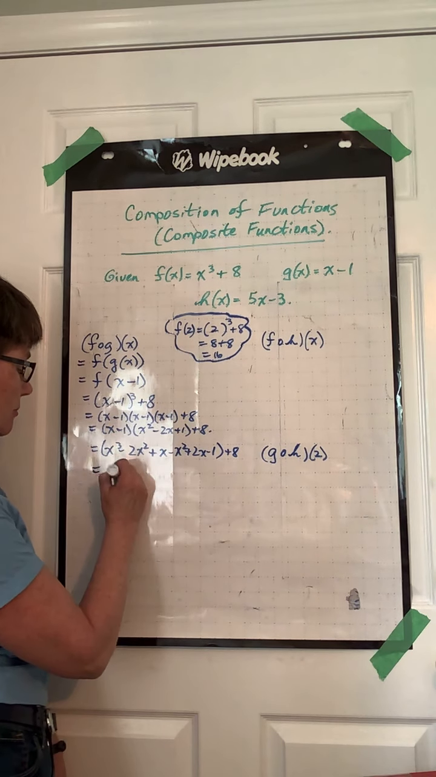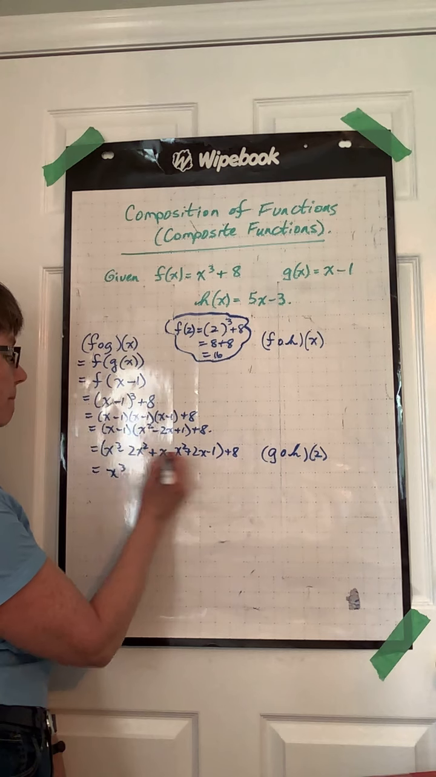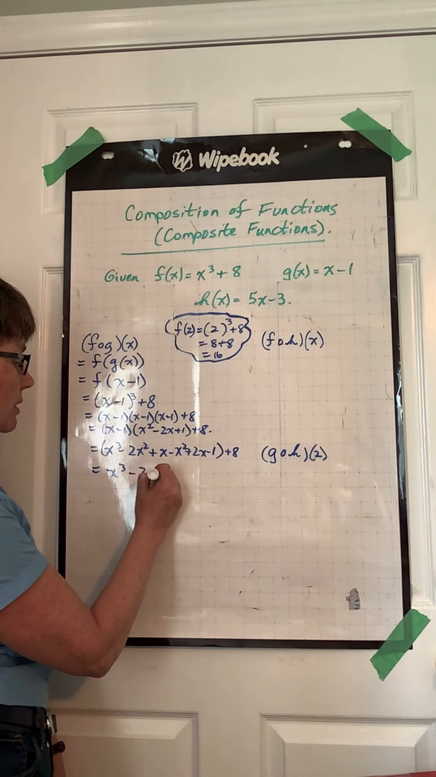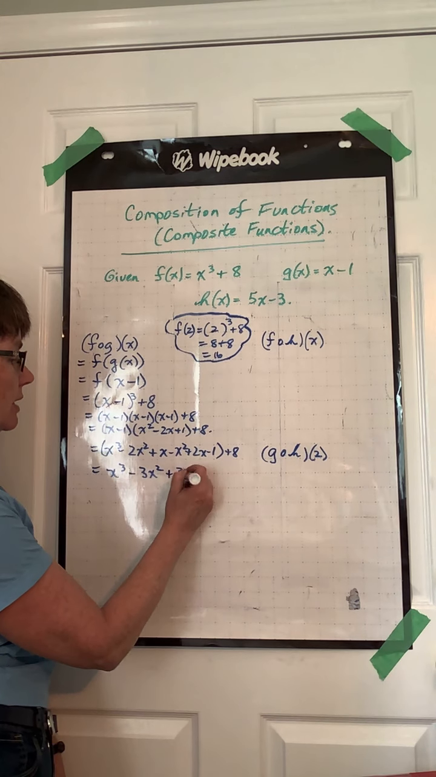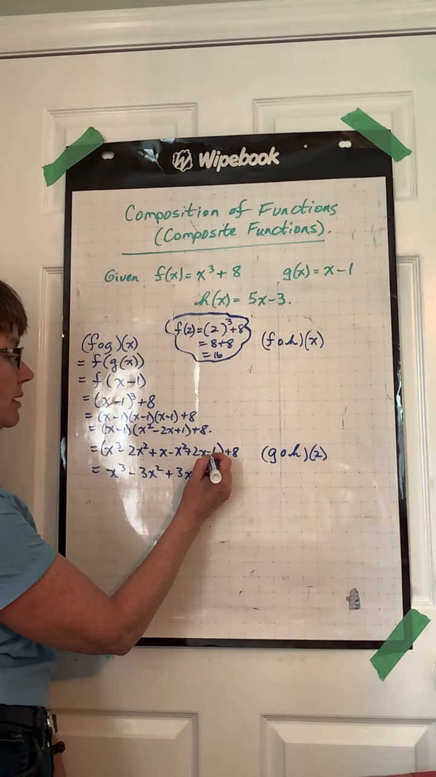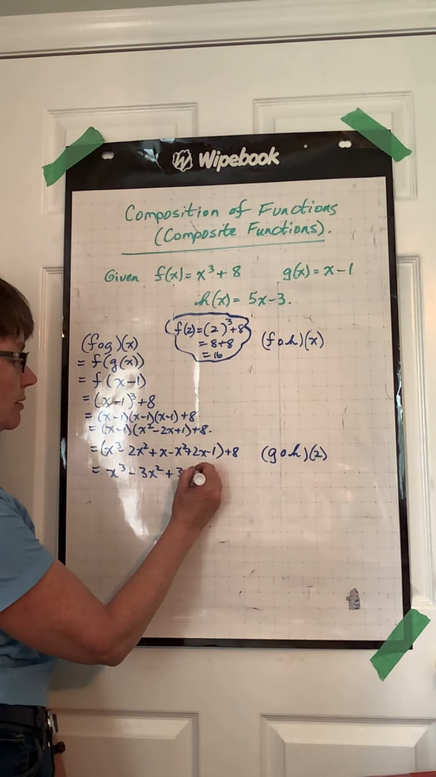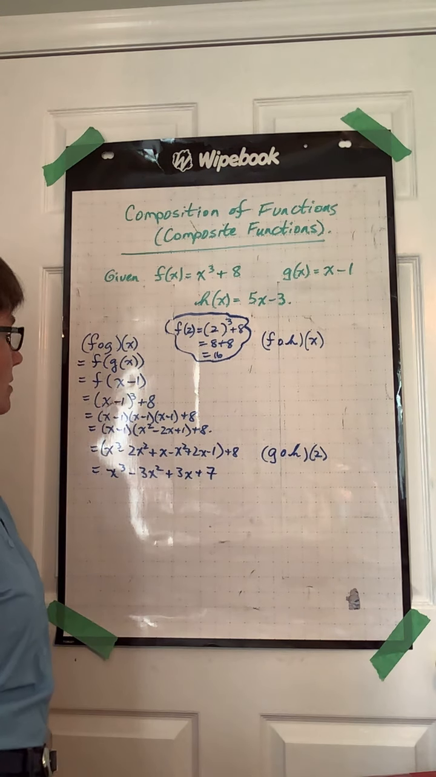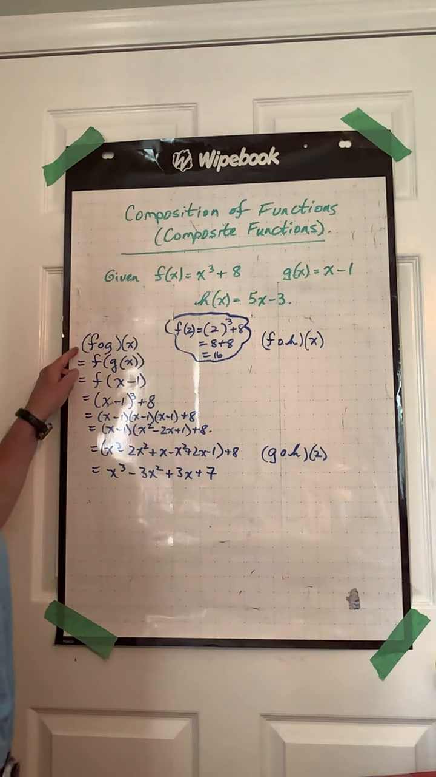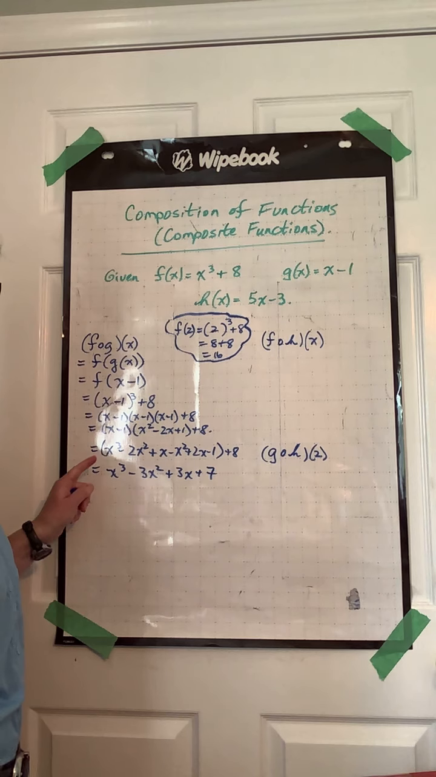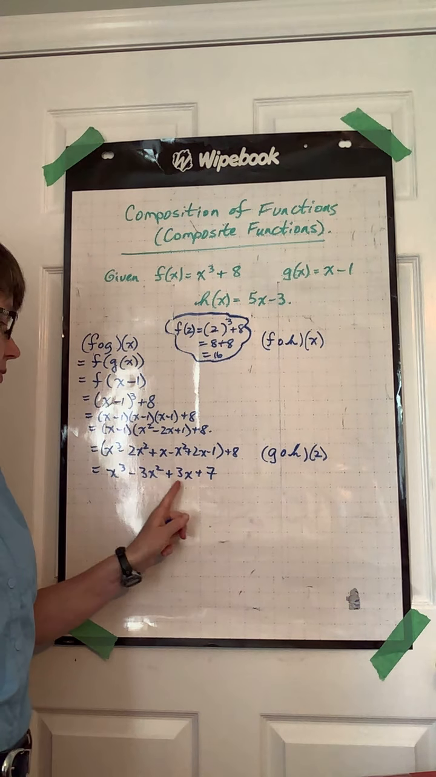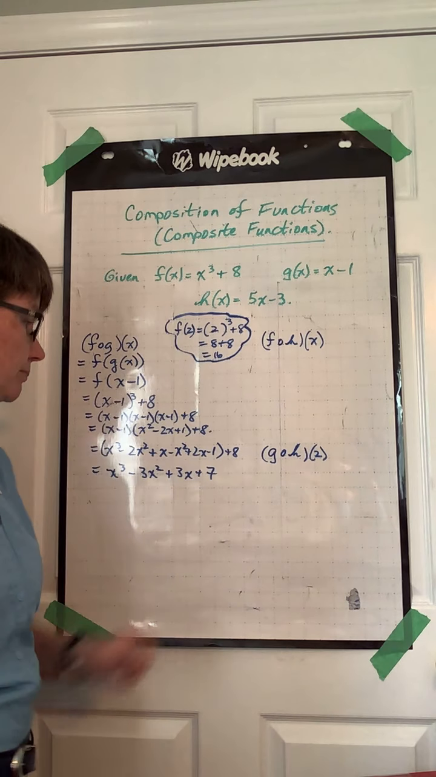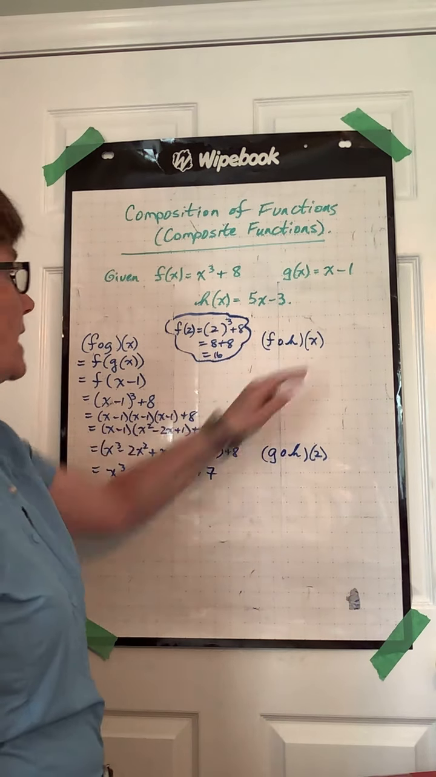Combine our like terms. x cubed, negative 3x squared plus 3x, then we have minus 1, plus 8, so plus 7. Okay, so f of g of x is actually equal to x cubed, subtract 3x squared, plus 3x plus 7.